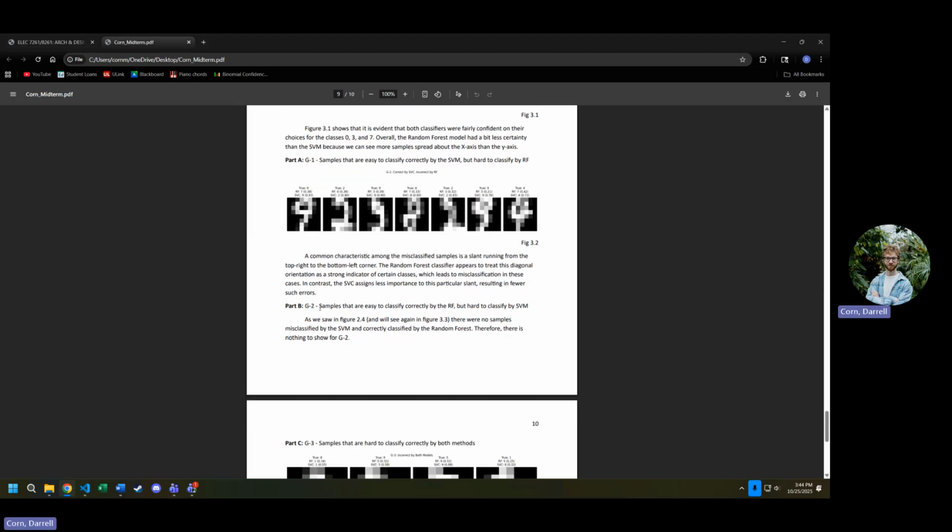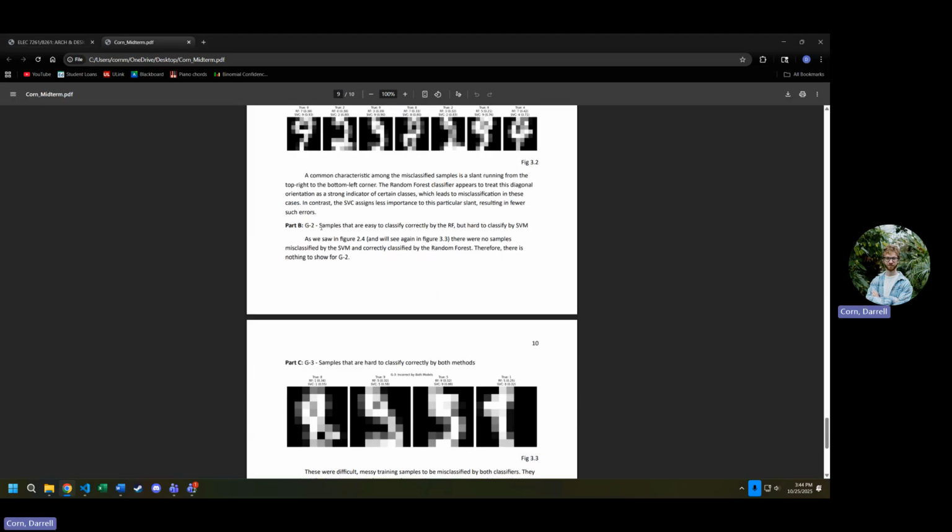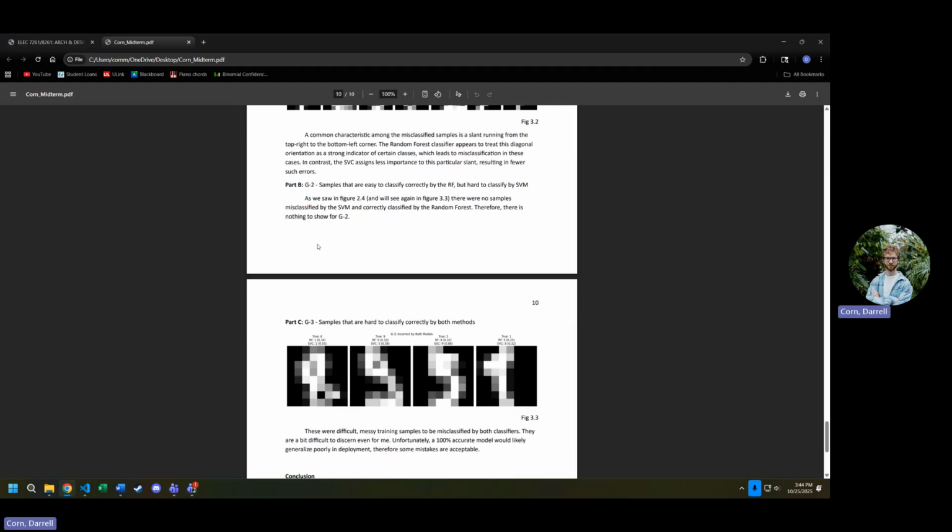For group 2, this group's actually empty. We didn't see any misclassified samples from the support vector machine that the random forest actually got right. So there's nothing really to show for this one, unfortunately.